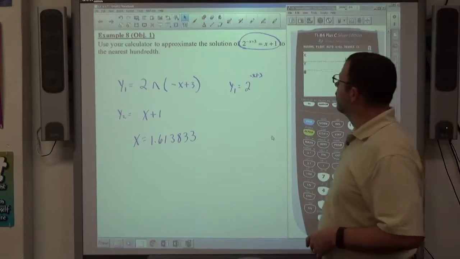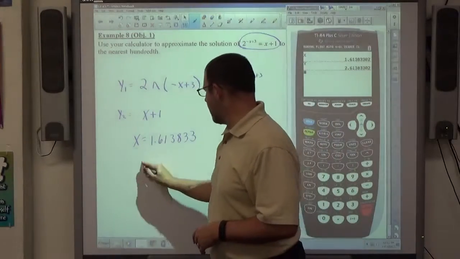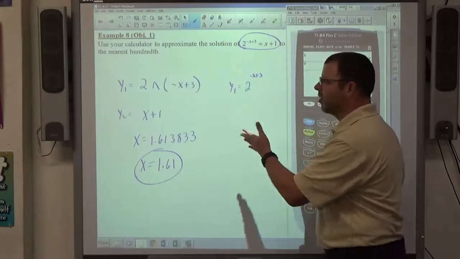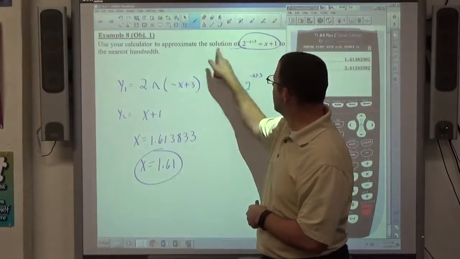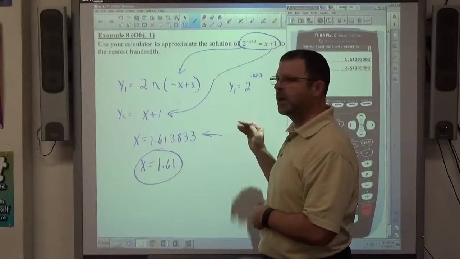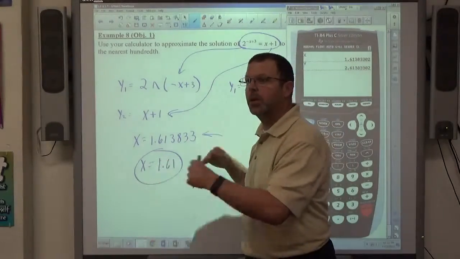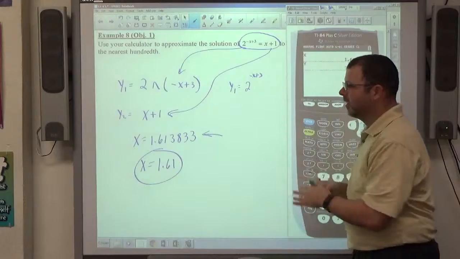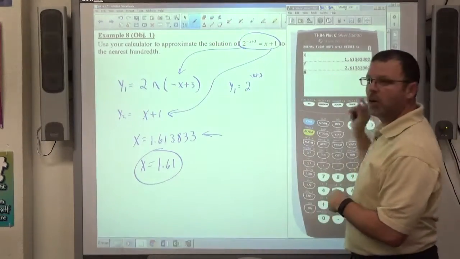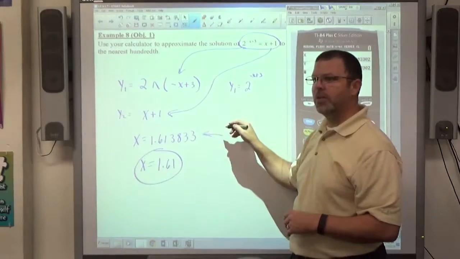As far as what they're asking for, it says to the nearest hundredth, so x equals 1.61. So that's kind of what I want to see on your paper. I want to see where you entered. The left-hand side is y1, the right-hand side is y2. I want to know what your answer is for as many decimal places as the calculator is willing to display on the screen. And again, if it's hundredth, that's fine. If it needed further than that, give me the better one. If you want to write the extra decimals, that's fine.